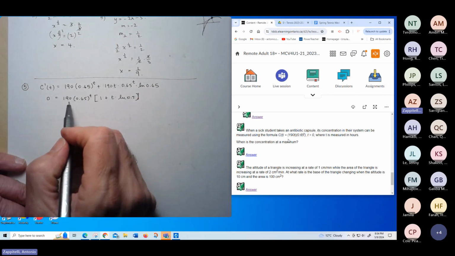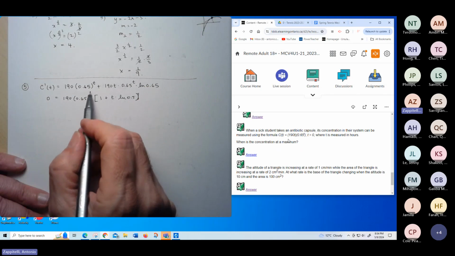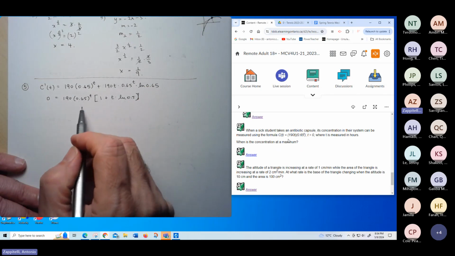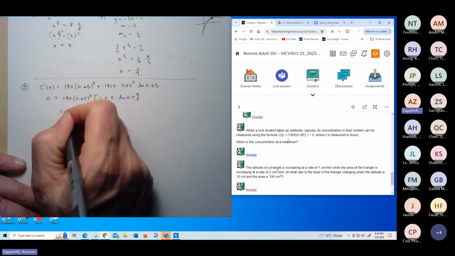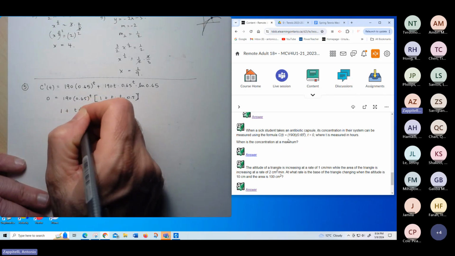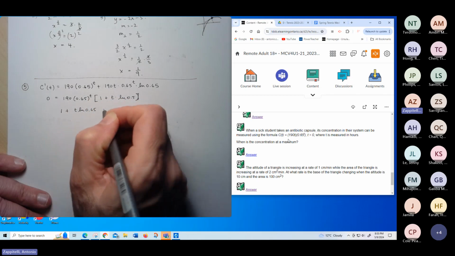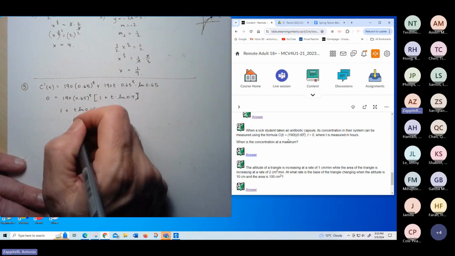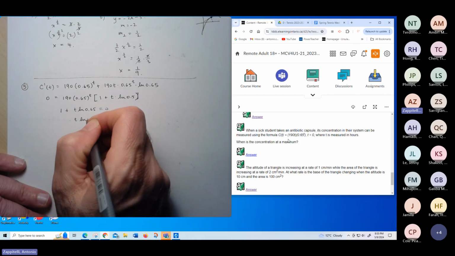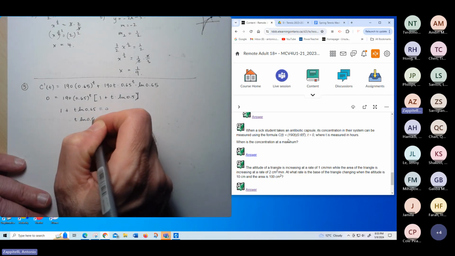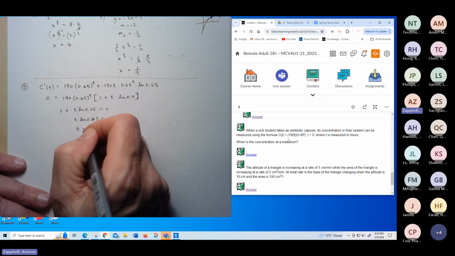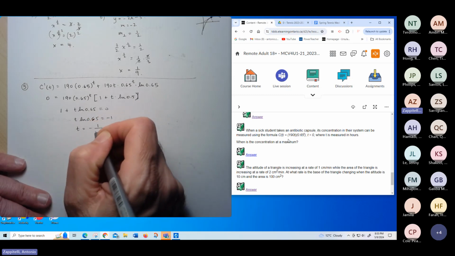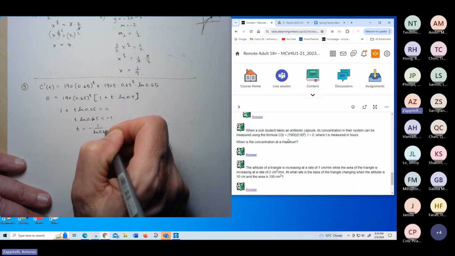And this is just a constant. This is an exponential function, so it can never be equal to 0. So in order for this to be 0, we need 1 plus t times ln 0.65 to be equal to 0. So t ln 0.65 is equal to -1. So t is -1 over ln 0.65.